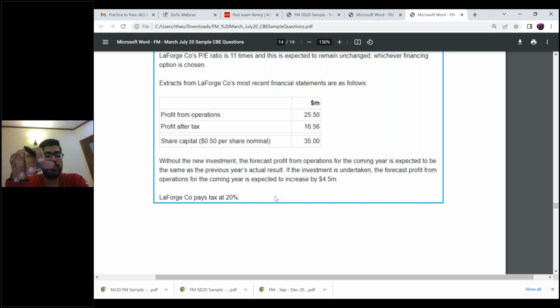Okay, so without the new investment, the forecast profit from operations is expected to be the same. So if you don't invest, the forecast profit is expected to be the same. If the investment is undertaken, the forecast profit from operations is expected to increase by 4.5 million. Tax rate is 20%.